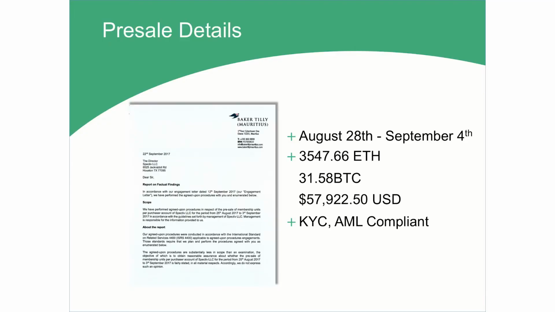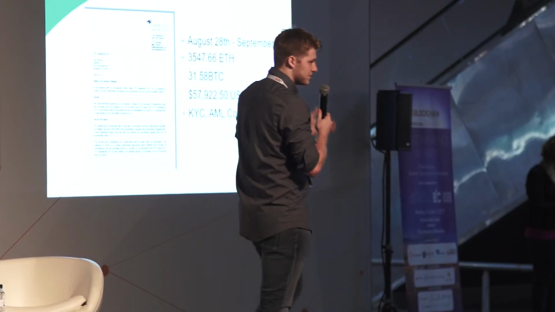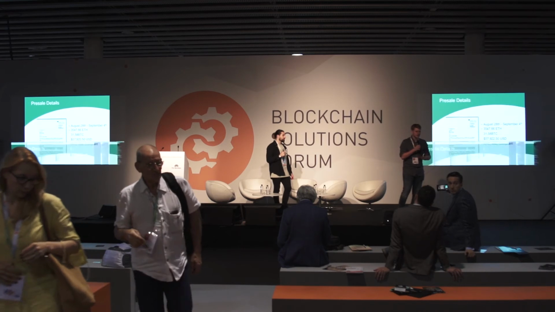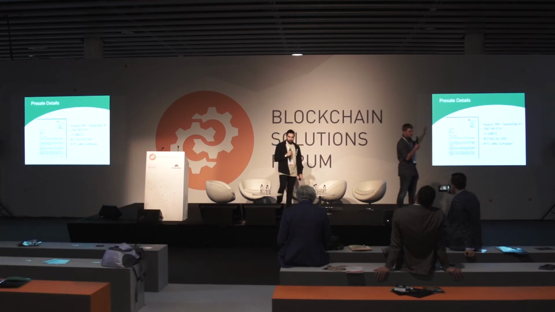All right, now getting into a little bit about the token sale that we're doing. So we ran a pre-sale, which ran from August 28th to September 4th. We ended up bringing in about 3,500 Ethereum, some Bitcoin, and some USD. And the thing about this pre-sale is that, being based in the US, we worked with our consulting/legal firm Sutton Stone to manage this pre-sale.